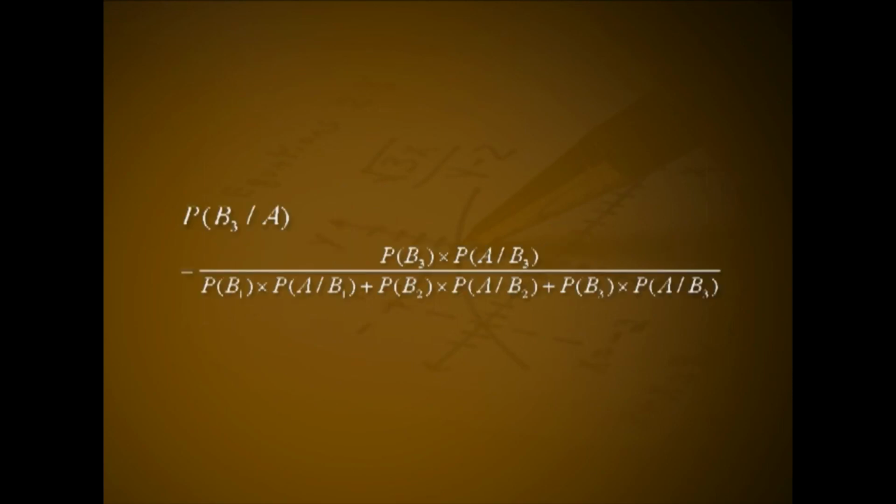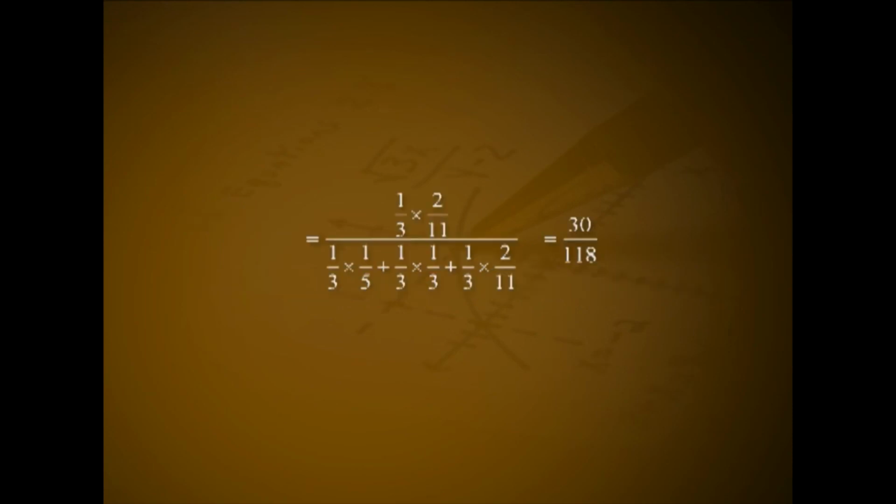And P of B3 given A equals P of B3 into P of A given B3 divided by P of B1 into P of A given B1 plus P of B2 into P of A given B2 plus P of B3 into P of A given B3, which is 1 by 3 into 2 by 11 divided by 1 by 3 into 1 by 5 plus 1 by 3 into 1 by 3 plus 1 by 3 into 2 by 11, that is 30 divided by 118.